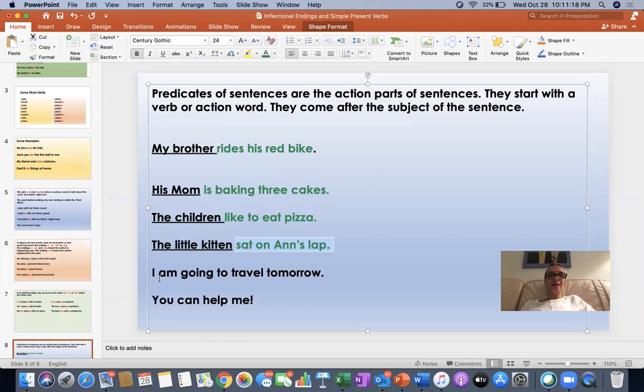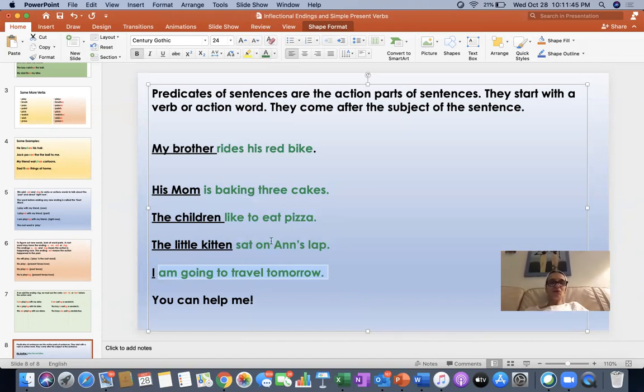Next one. I am going to travel tomorrow. Who is this sentence about? It's about I. This is the subject of the sentence. And what am I going to do? Am going to travel tomorrow. That's true, by the way. I am going to travel tomorrow.